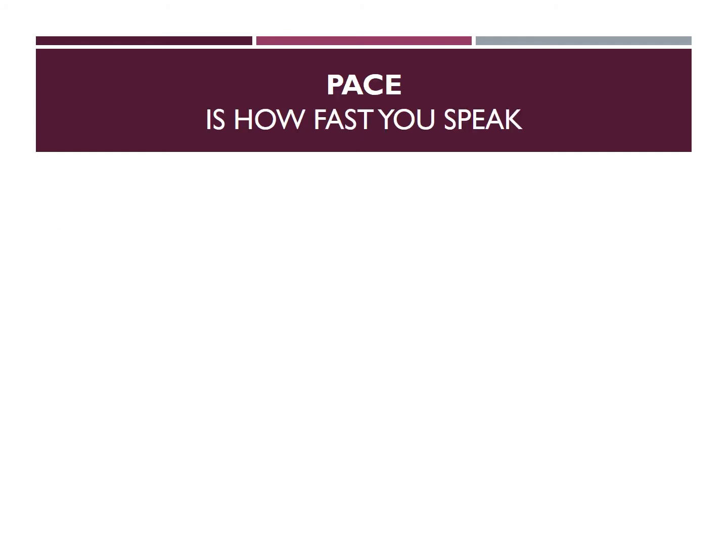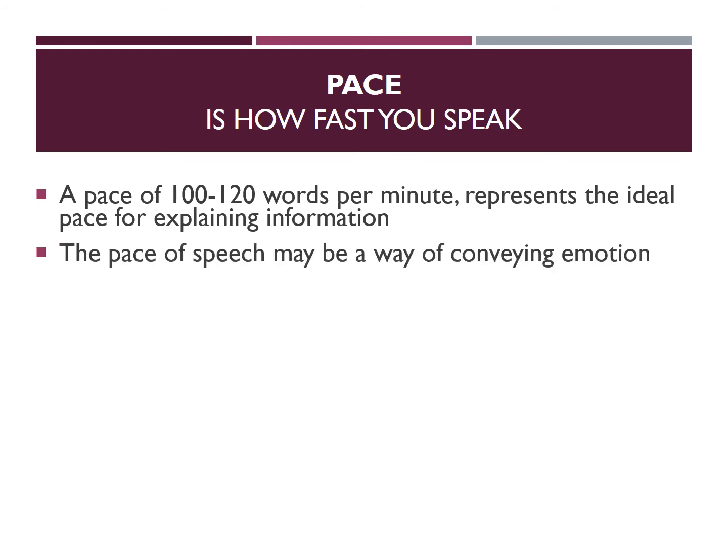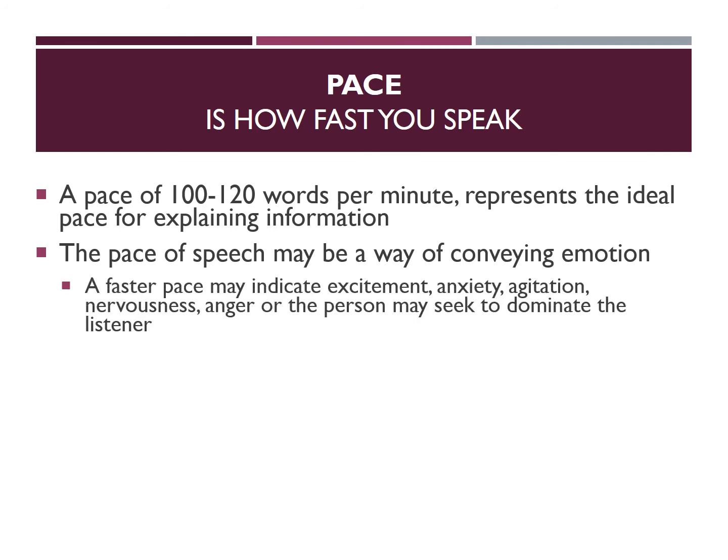Pace. Pace is how fast we speak. A pace of 100 to 120 words per minute represents the ideal pace for explaining information, and the pace of speech might be a way of conveying emotion. So a faster pace might indicate excitement, anxiety, agitation, nervousness, anger, or the person might seek to dominate the listener. Think about a time when you've been particularly nervous, say giving a presentation. You might have rushed through that presentation because you were nervous.